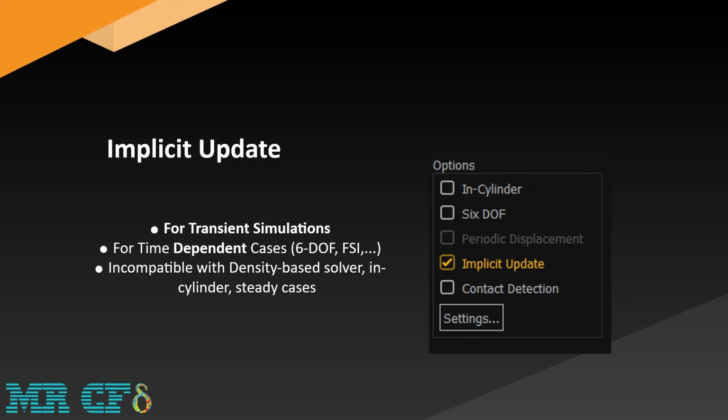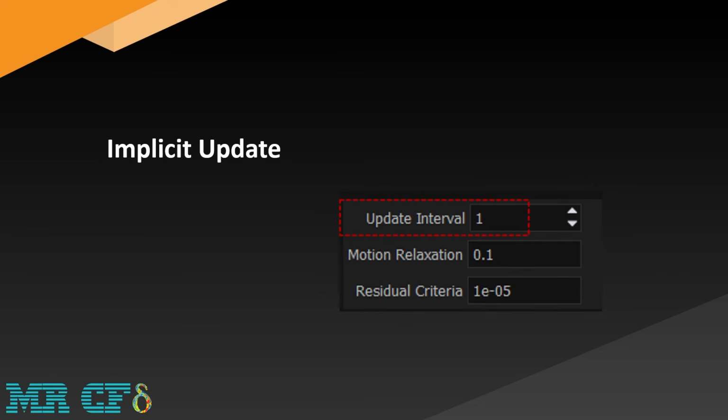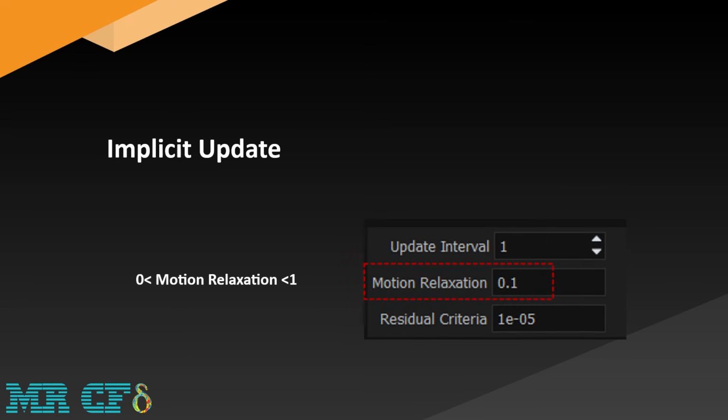Note, however, that the implicit mesh update mode cannot be used with the density-based solver, with explicit schemes, steady simulations, and in-cylinder applications. For the settings of implicit update mode, we must first determine the update interval, which specifies the frequency and iterations in which the mesh is updated within a time step. For the motion relaxation, which is the relaxation factor related to the movement or displacement of the nodes during the mesh update, we can set a value between 0 and 1.